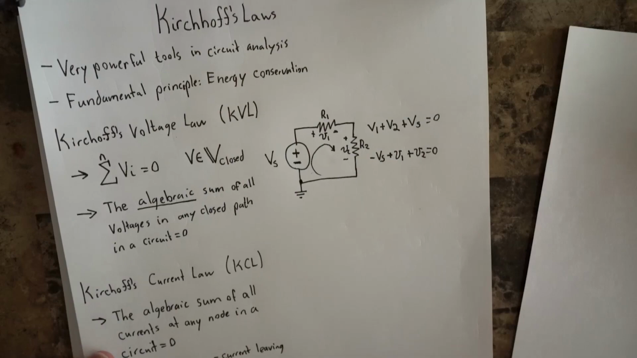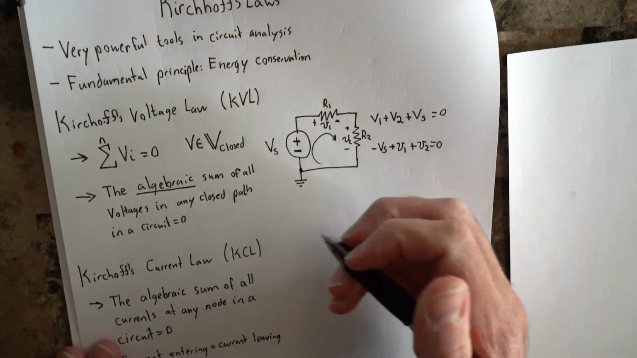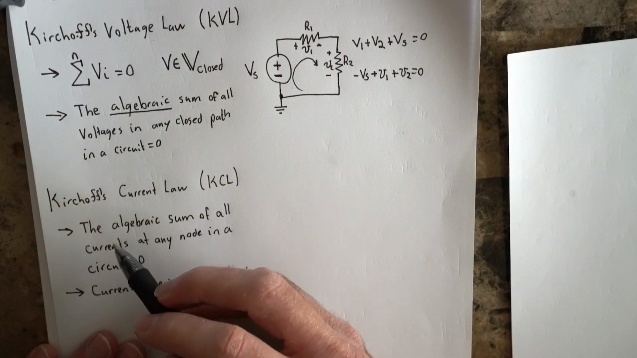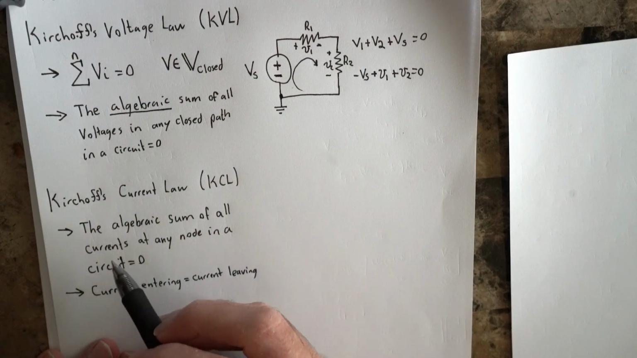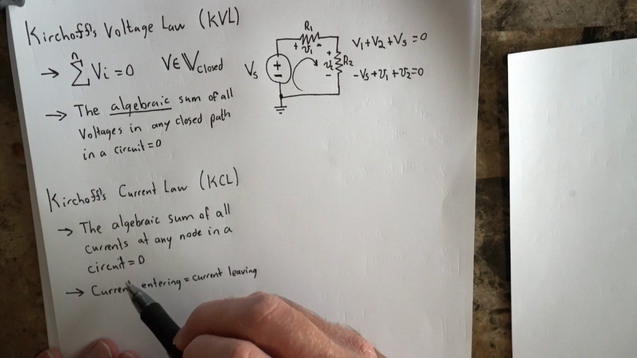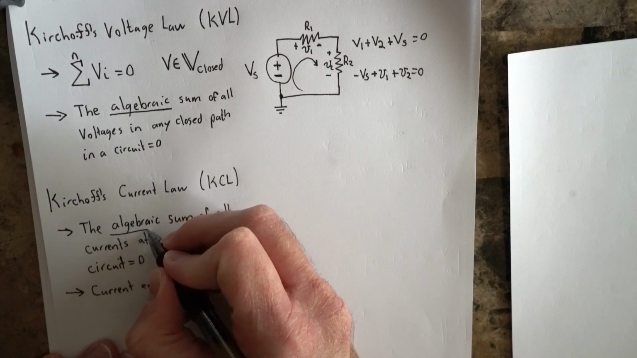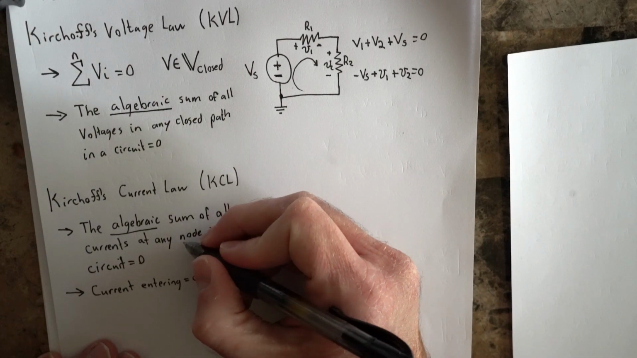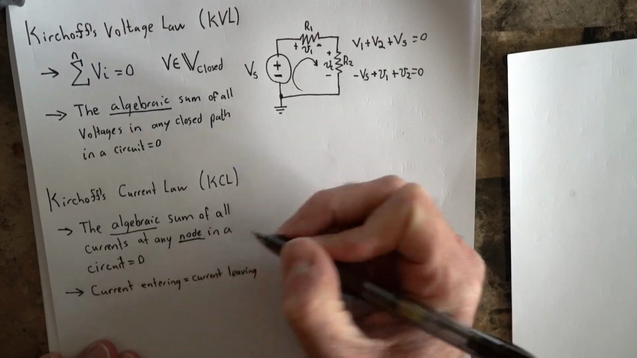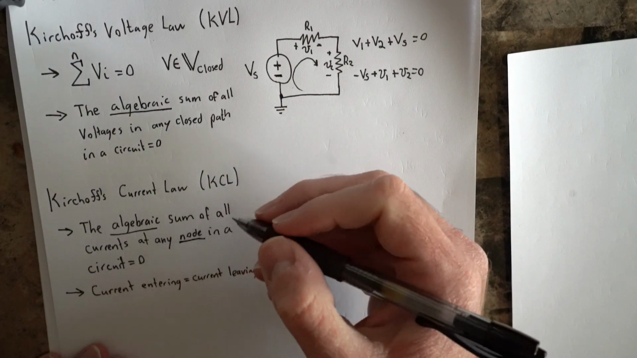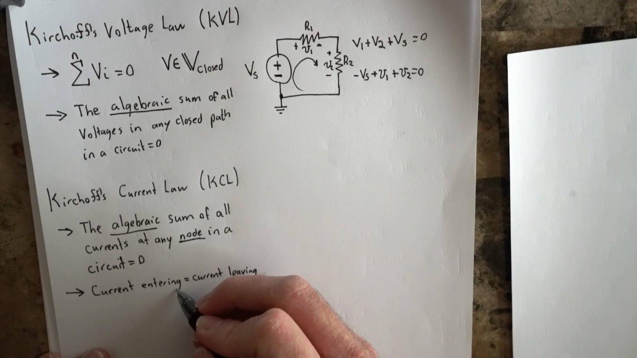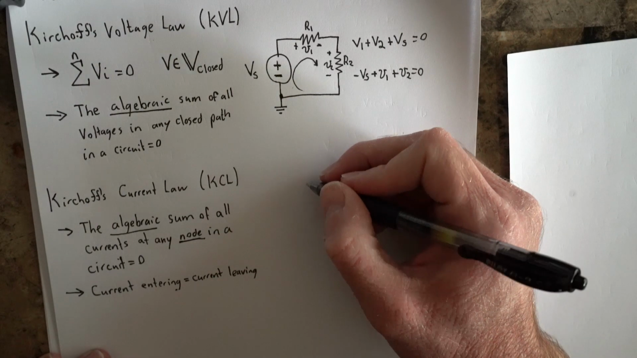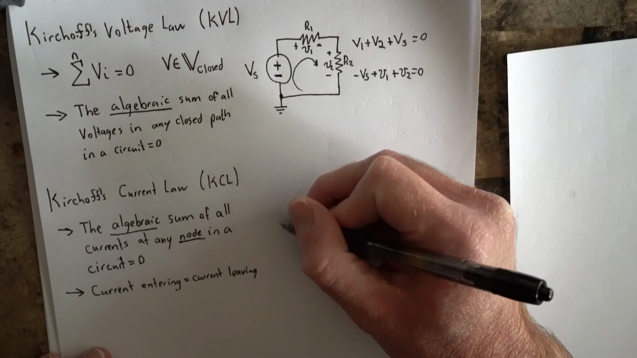Now moving on to Kirchhoff's current law, this has a very similar interpretation in that the algebraic sum of all currents at any node in a circuit is equal to 0. Again, this is an algebraic sum, meaning that current direction is going to matter here. We'll define a node in 1 second. But all currents entering a node are equal to the currents leaving a particular node. So let's create a circuit here.